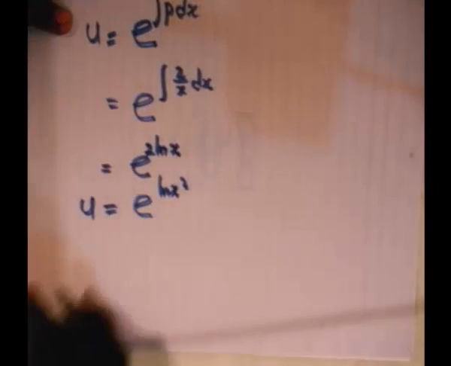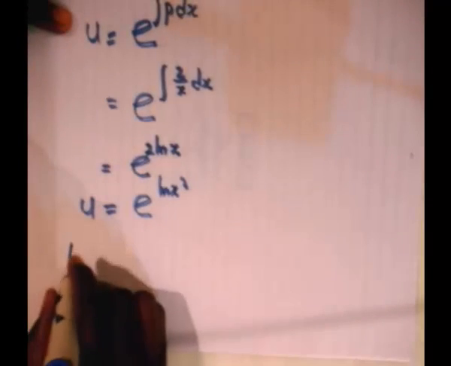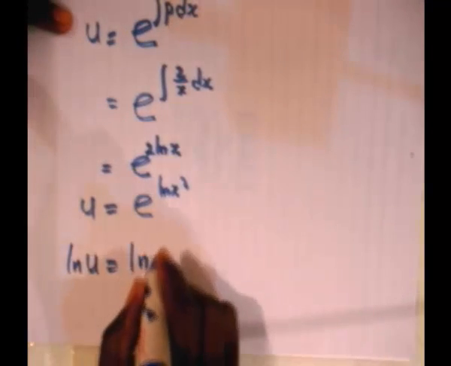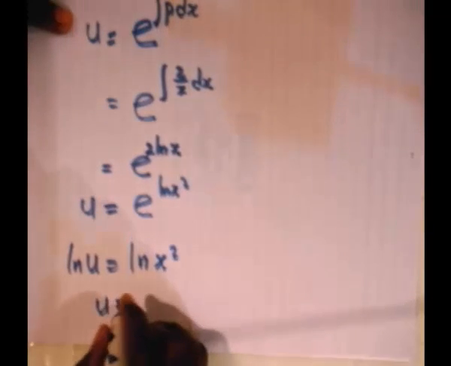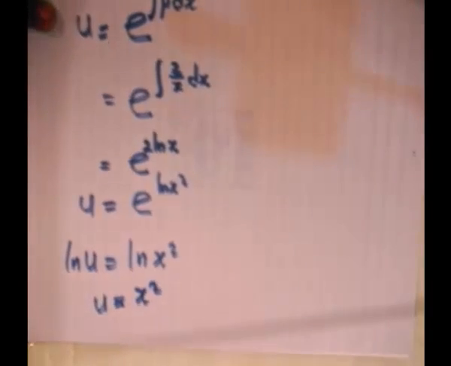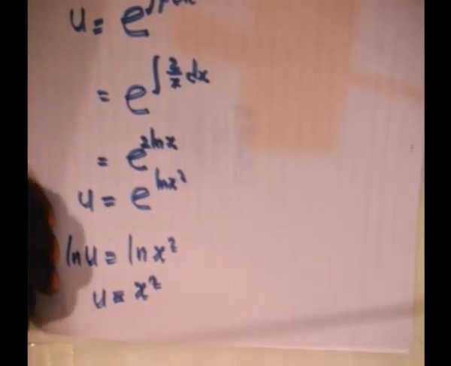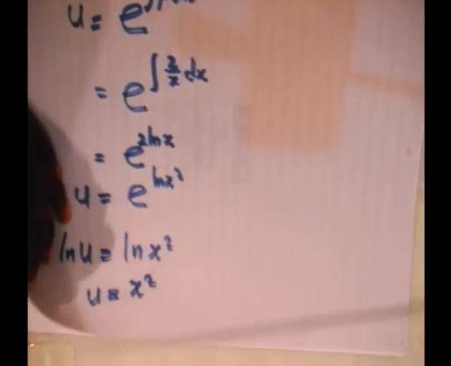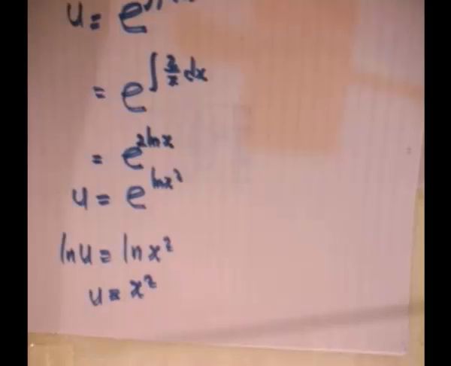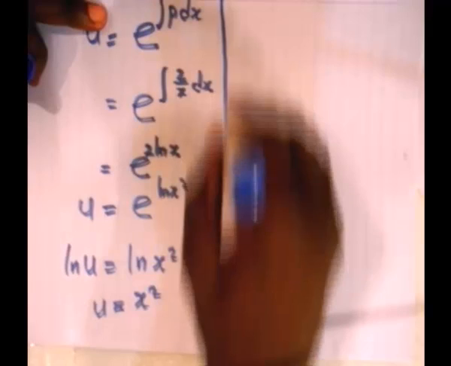That is exponential ln x squared, which is u. You can look at this very well like when we did earlier. ln u equals ln x squared. So u equals x squared. Having got our integrating factor u, getting y would not be difficult. So let's do that here.